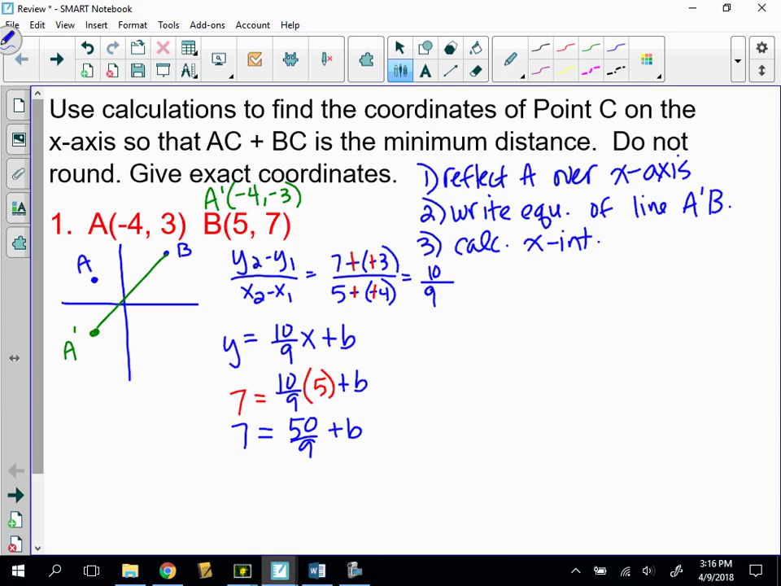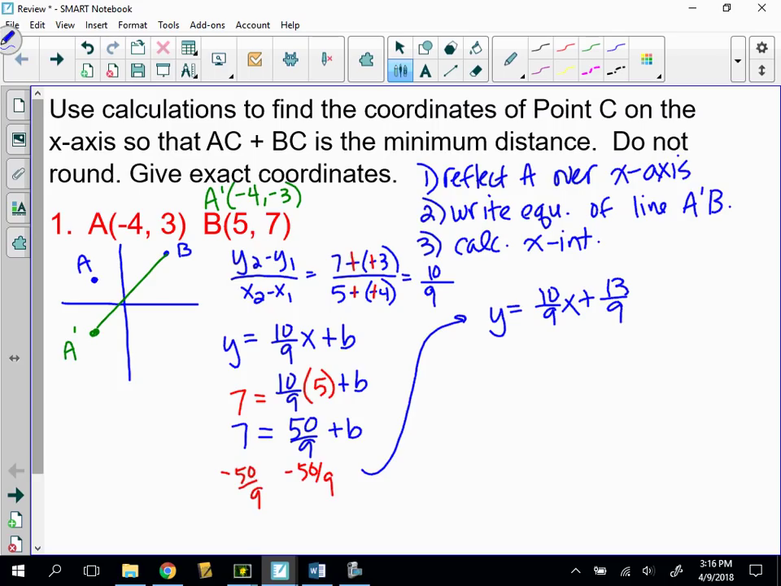Okay, and then now I need to take away 50 ninths from both sides. Okay, so 7 minus 50 ninths. I get like 1 and 4 ninths. So I'm going to write that as an improper fraction, which is 13 ninths. So my equation, I'm going to come back over here. I've got y equals 10 ninths x plus 13 ninths.